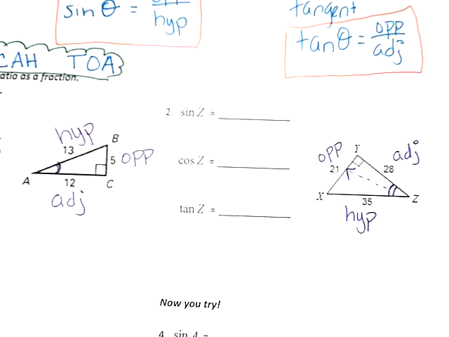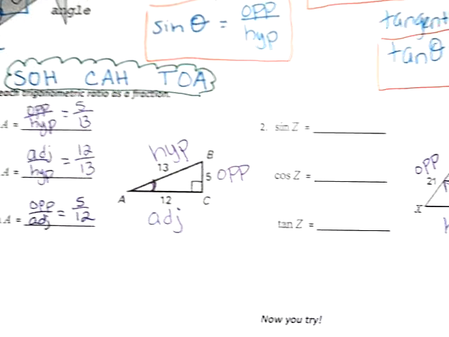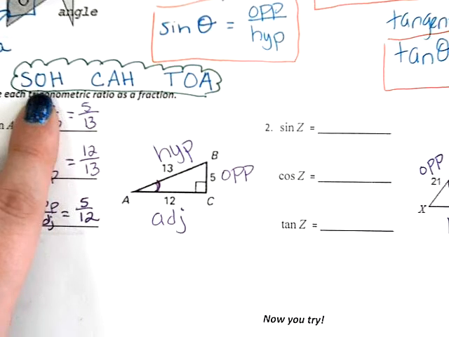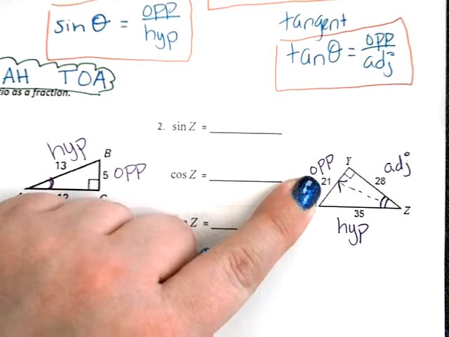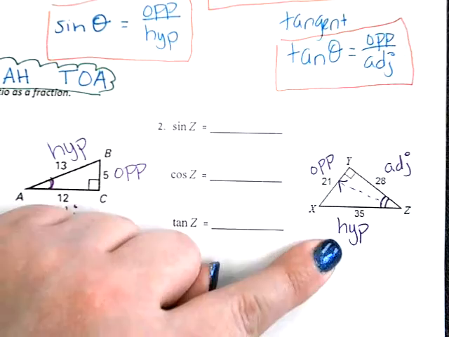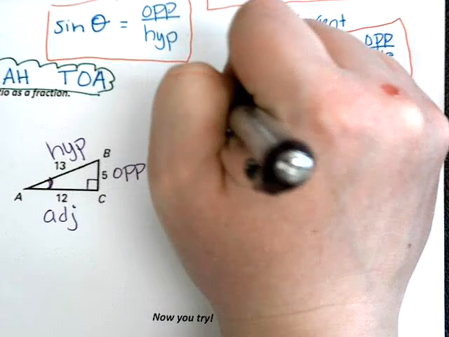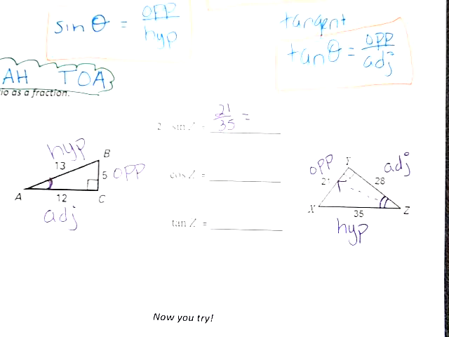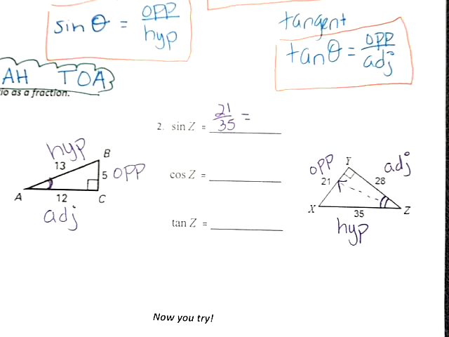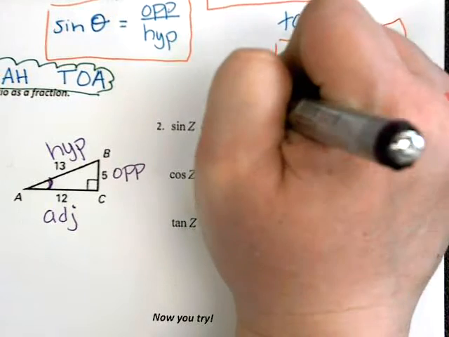Then we're going to use SOHCAHTOA. Sine we know is opposite over hypotenuse. Looking here, opposite is 21, hypotenuse is 35. So 21 over 35. And this one we can actually simplify. I want you to simplify it. If you're ever not sure, just plug it in your calculator and it'll simplify it for you. But both of those are divisible by 7, so we get 3 over 5.